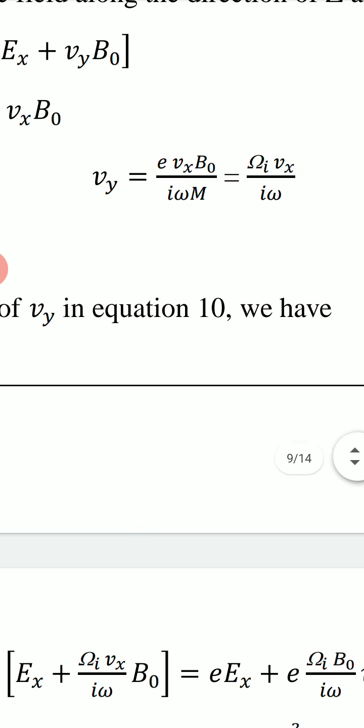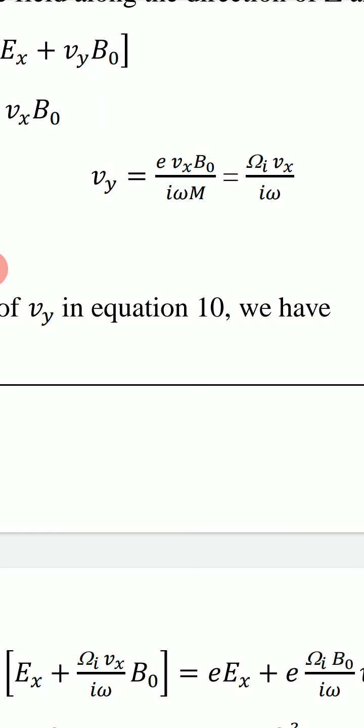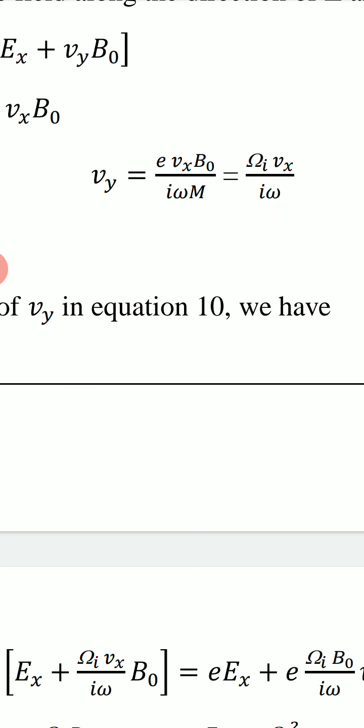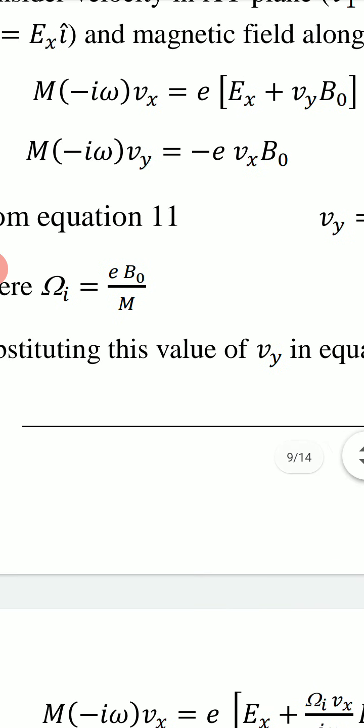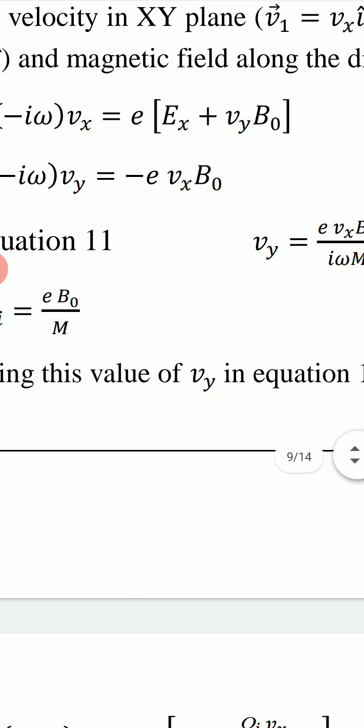So here we find this term e B0 upon m and we write it as omega i, i for ion, and omega is cyclotron frequency. So omega i is the cyclotron frequency for ion. Now we get the value of Vy from the second equation and put this value of Vy into the first equation so that we get the value of Vx.